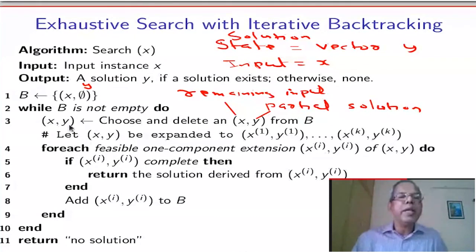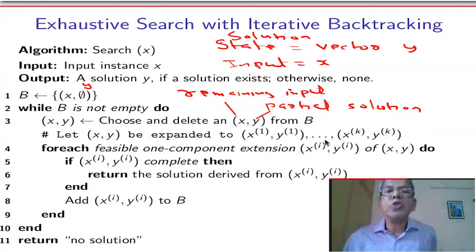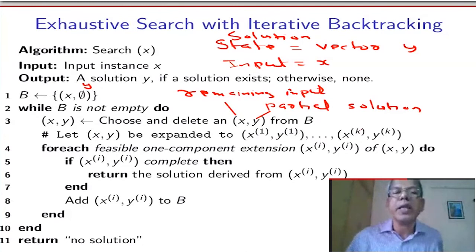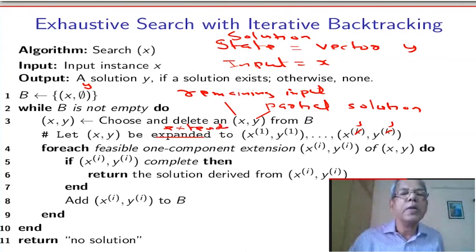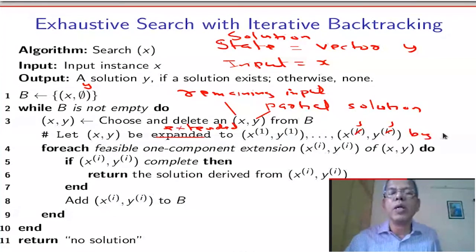Suppose we can extend the partial solution Y by a single component. When we extend Y by a single component, the remaining input will also be reduced. Okay. Let X superscript 1, Y superscript 1, X superscript 2, Y superscript 2, and so on, X superscript K or whatever it is. These are the possible extensions of XY, extended by one step, by one component.